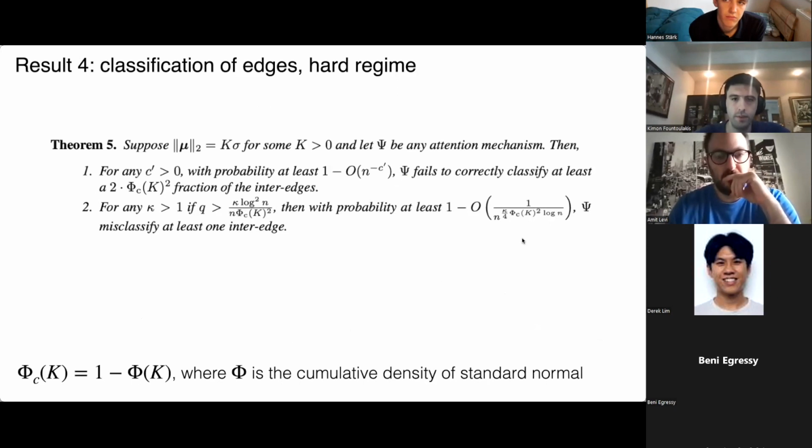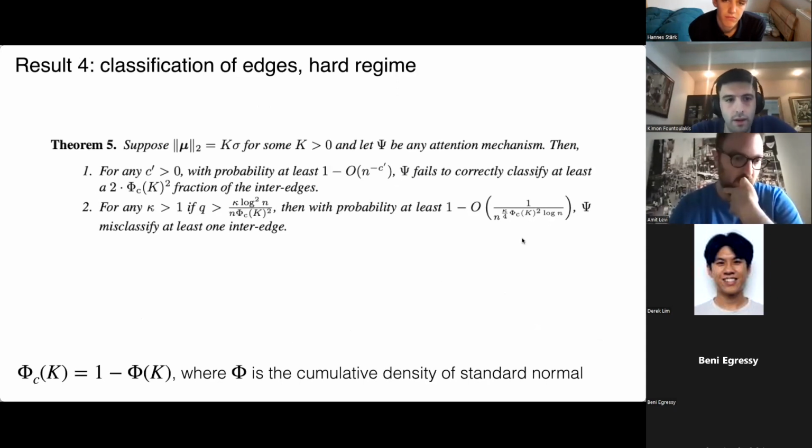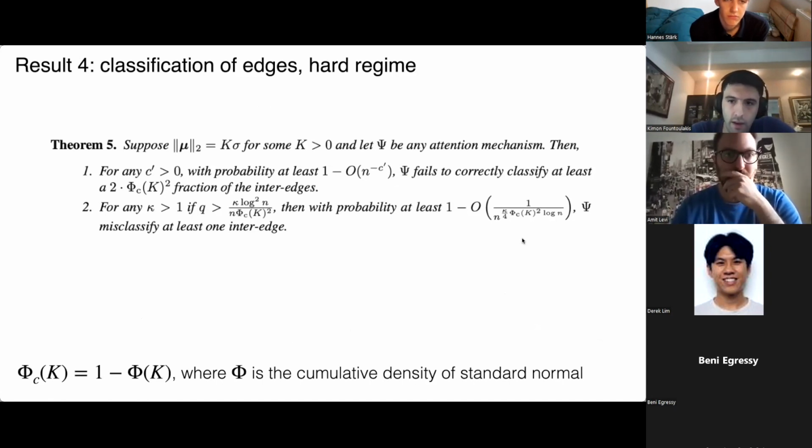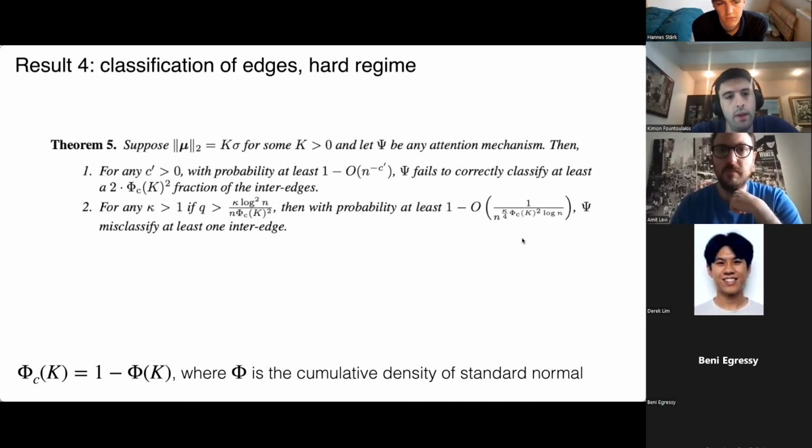Okay, so hard regime. Distance is at most k times sigma. And so we have 2 parts here. The first part makes sense where k is a constant. So if k is a constant, then with probability close to 1, we're going to misclassify. The fraction of misclassification is going to be what I have here, which is 2 times phi complement k squared.